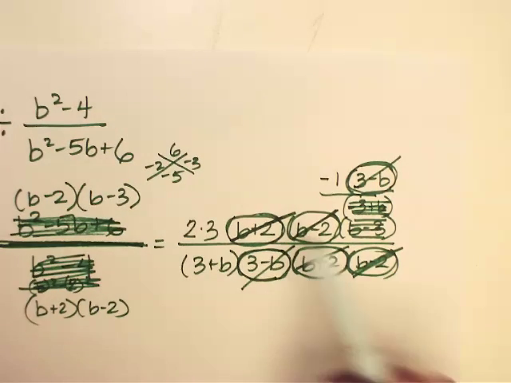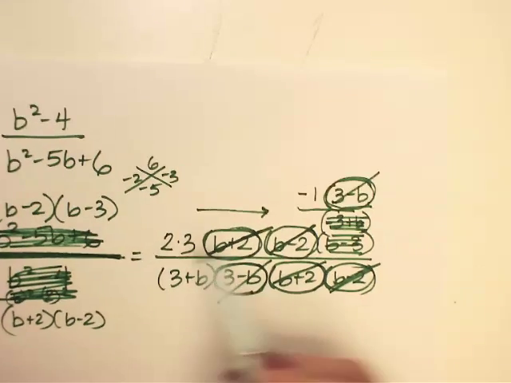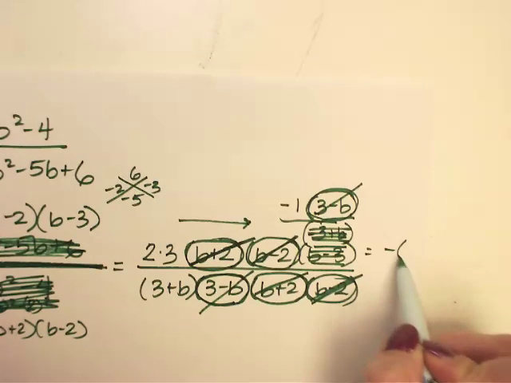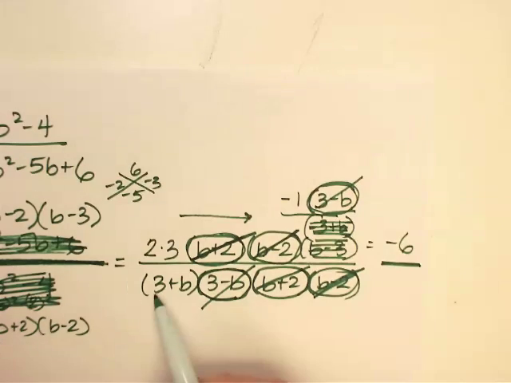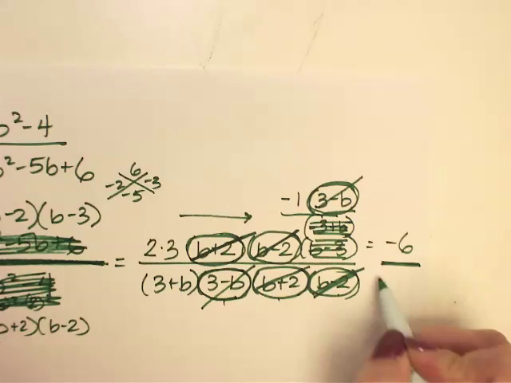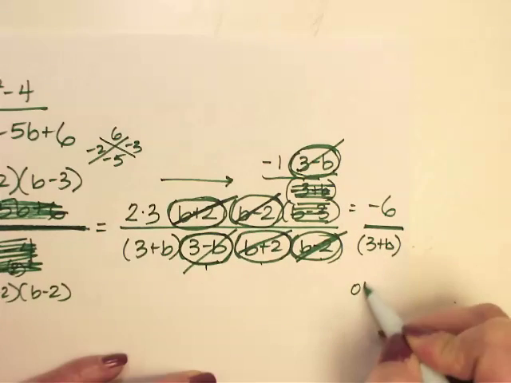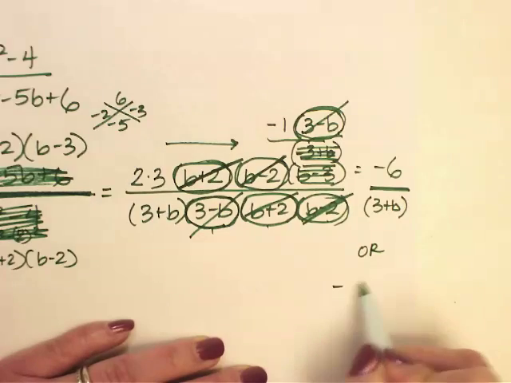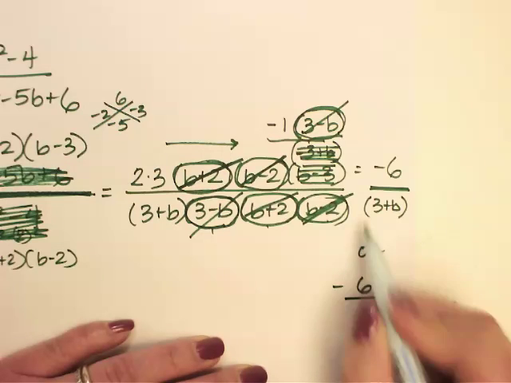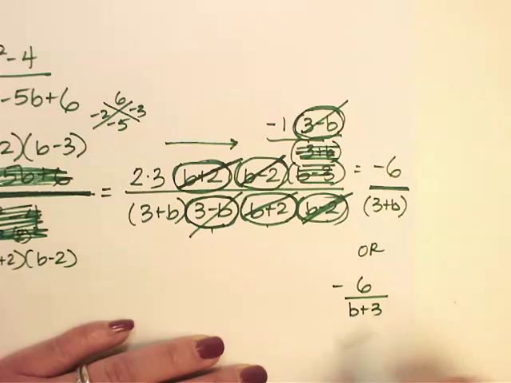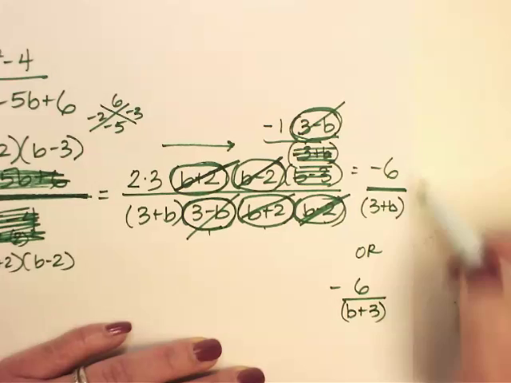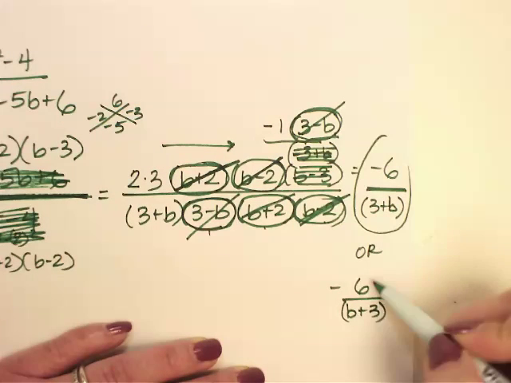I'm going to go ahead and clean house here, go straight across. 2 times 3 is 6. 6 times negative 1 gives me a negative 6 over 3 plus b, no other factors here, this is a 1, 1, 1, so this can be rewritten as a 3 plus b. Now couldn't I also write a negative 6 over b plus 3, commutative property? I could do that too. So either of these answers are acceptable.